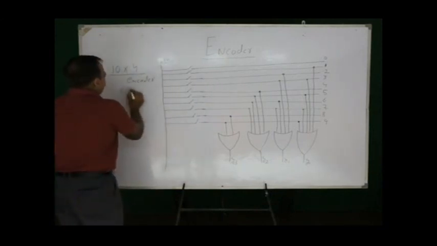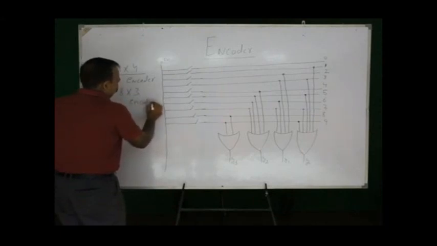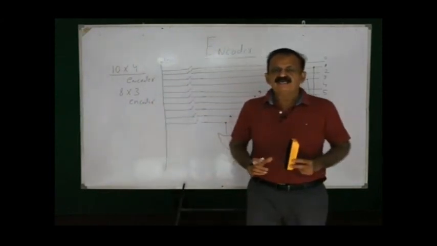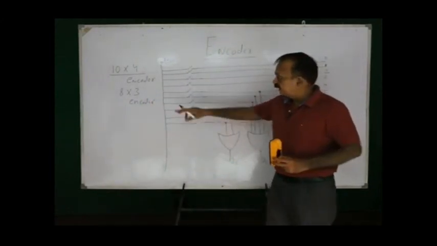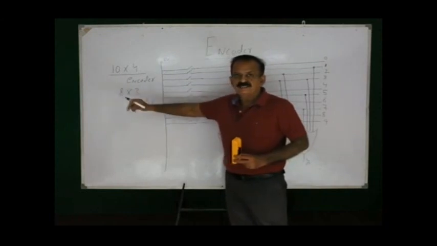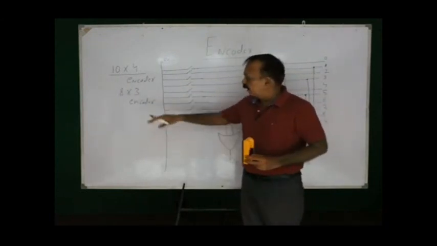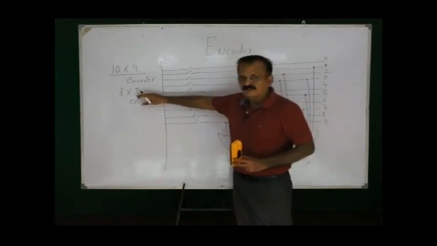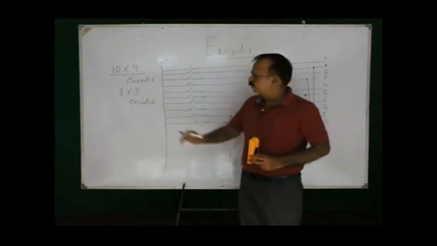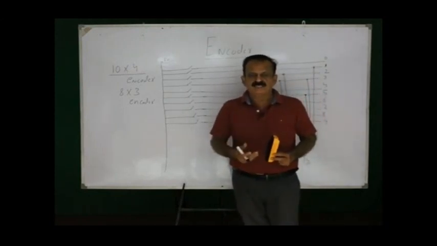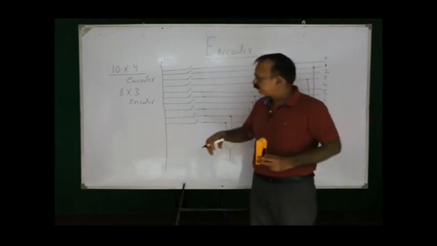There can be an 8 by 3 encoder also. An 8 by 3 encoder will be with 8 inputs and 3 outputs. The 8 inputs will be the octal digits 0, 1, 2, 3, 4, 5, 6 up to 7. Now they will be converted into 3 particular outputs, because the octal equivalents will be maximum up to 7, and that will be 1, 1, 1.